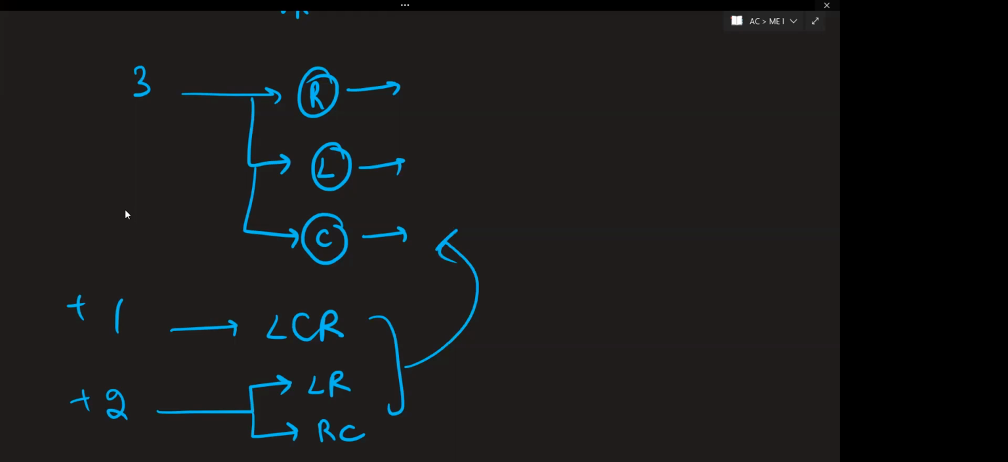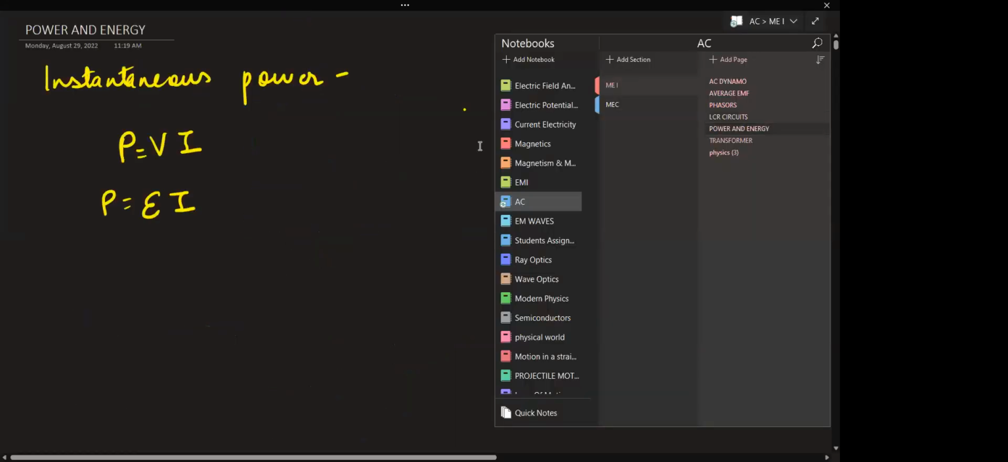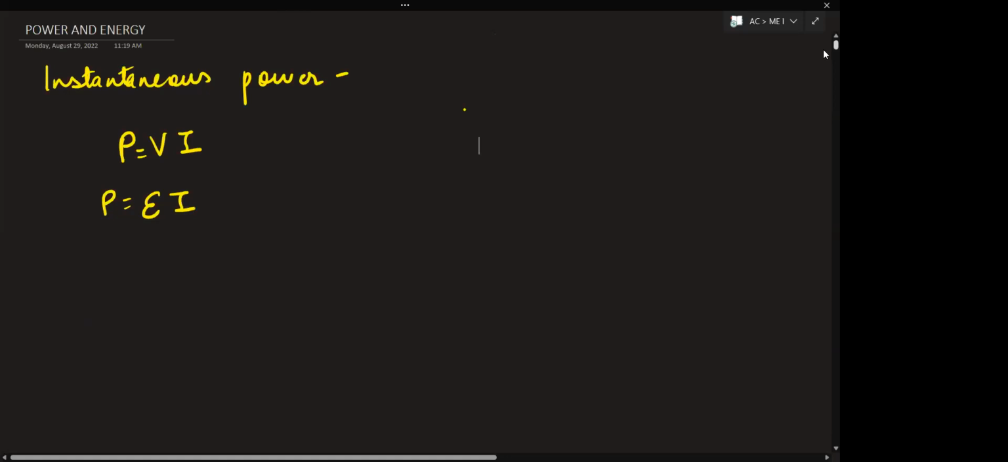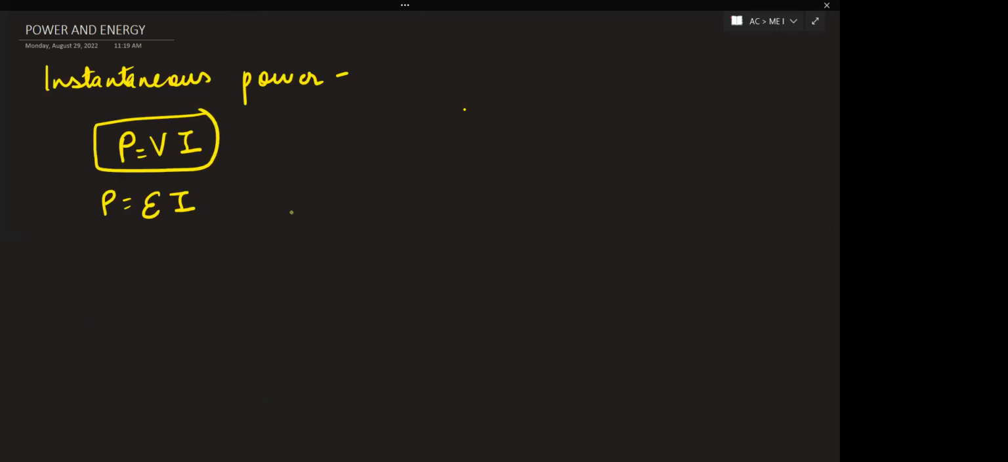Now, power and energy is one of the topics that is left, and transformers. So this is not a very huge topic. See, instantaneous power. Normal power is given by P is equal to VI. So instantaneous power becomes EI. And E is what? E is E naught sine omega t. And I is what? I naught sine omega t. This we have studied, so place it over here.